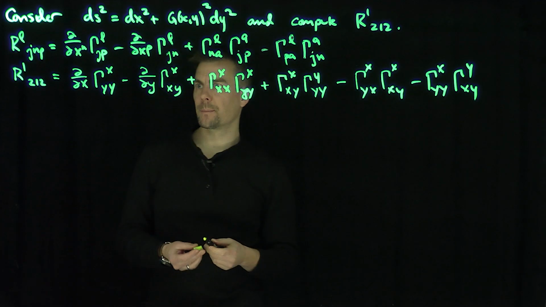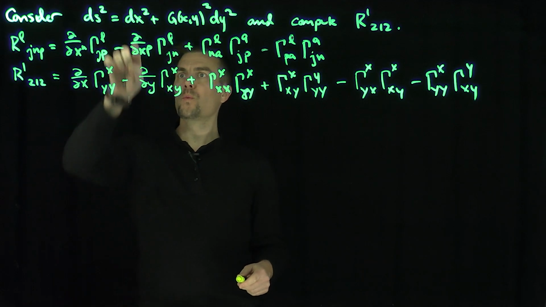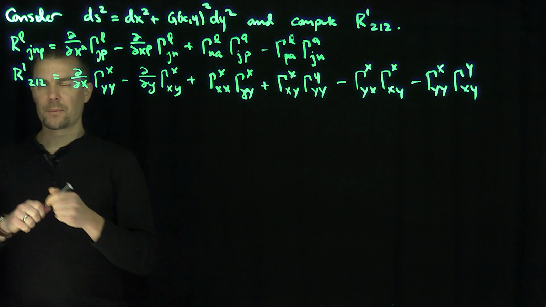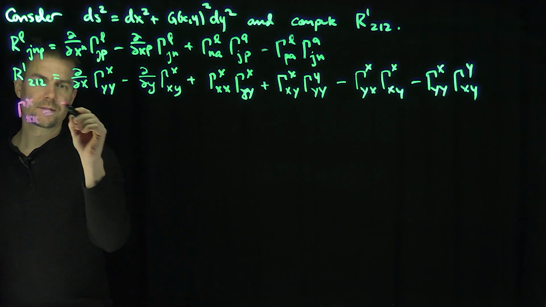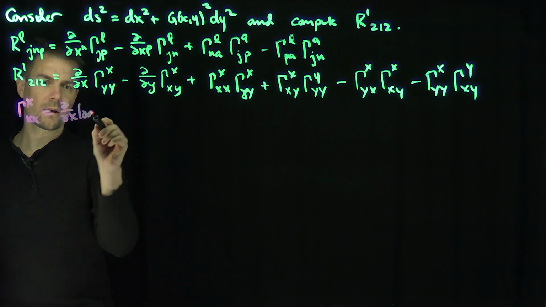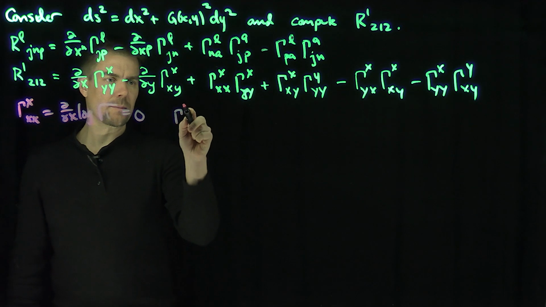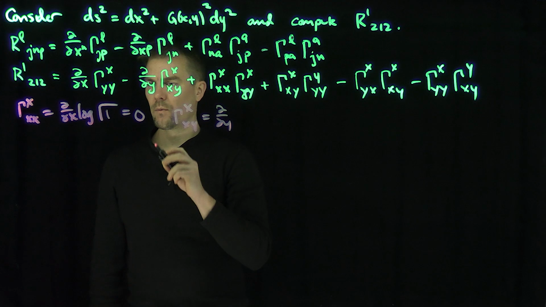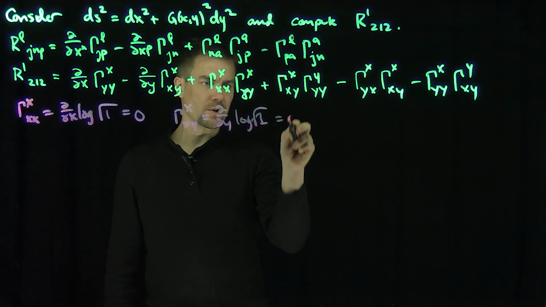So I need to find the Christoffel symbols, so let's do so. All right. So of course here my first component is equal to 1, right? So let's do the Christoffel symbols. What's my gamma x, x, x? That's d by dx of the log of the square root of 1, which is 0. What's my gamma x, x, y? That's the y derivative of the log of square root of 1, which is also 0.